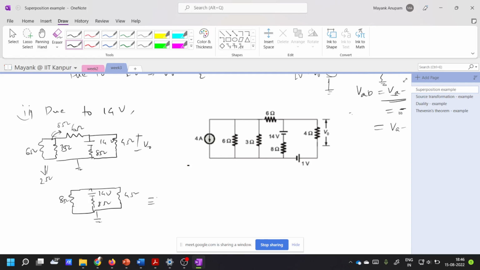So now what should I do? I need to find out this voltage. Sir, we can do the source conversion of 14 volt and 8 ohm. We can do that, but I don't want to touch source conversion here. You're right, you can do source transformation here. But suppose I don't want to do it; I just want to do it the normal conventional way. So what should I do now?